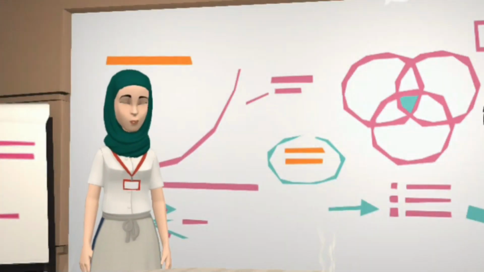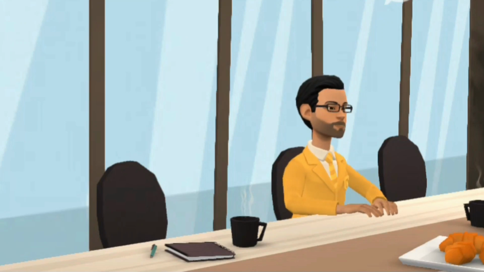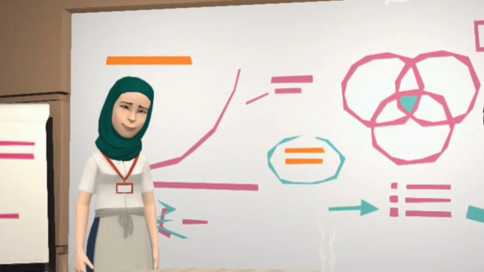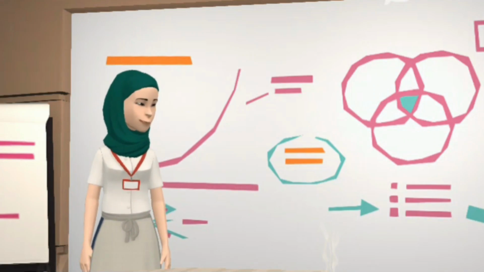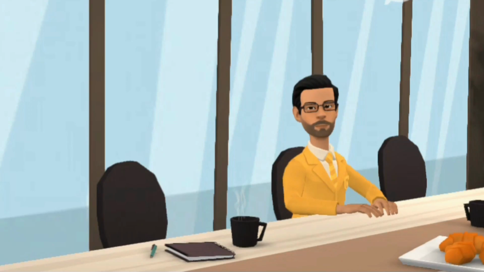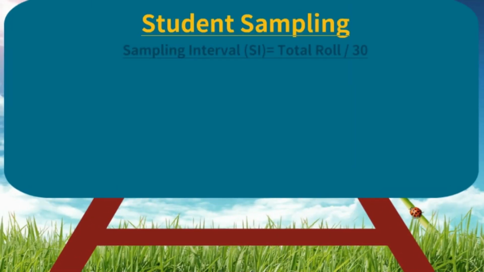Sir, can you please tell me the total number of students in class 3rd? Yes, we have 58 students in class 3rd. Sir, we need to select only 30 students for this survey, so we will have to do student sampling. Okay, how do we do the student sampling? First, we divide the total roll by 30. In class 3rd, we'll divide 58 by 30, which is equal to 1.93.